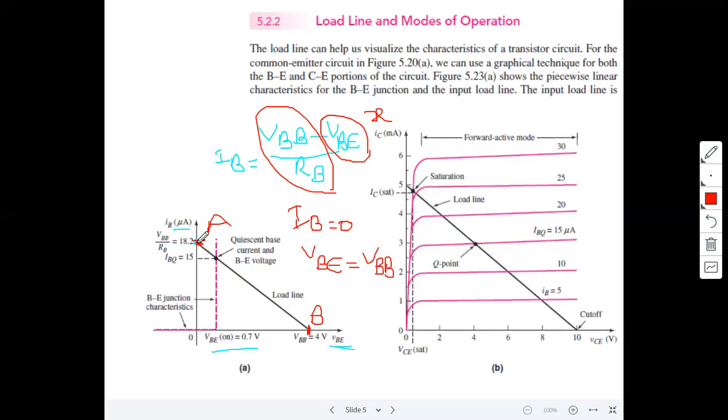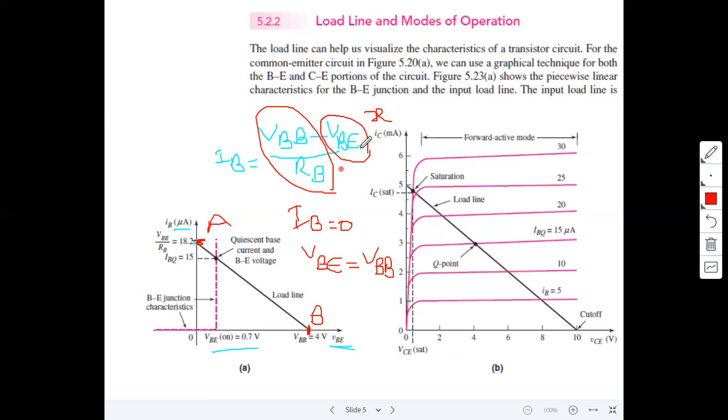Point A, how to identify point A? X value is equal to 0 in the input KVL equation, the X axis value. What is the X axis? VBE. VBE is equal to 0, then IB is equal to VBB by RB. Okay, that is point A.